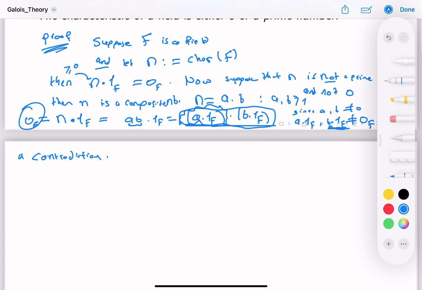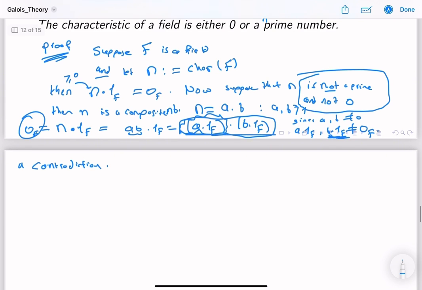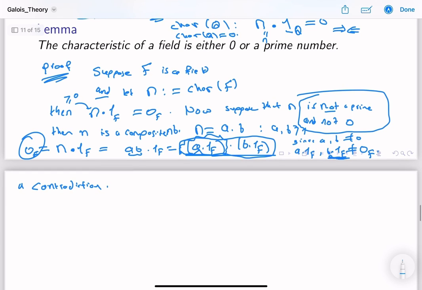And what does this contradict? Well, it contradicts the assumption that n is not a prime and not 0. So it must be one of these. It must be either 0 or a prime, as we mentioned.